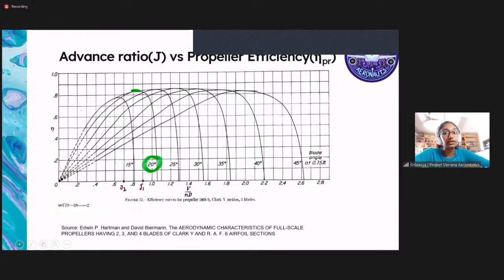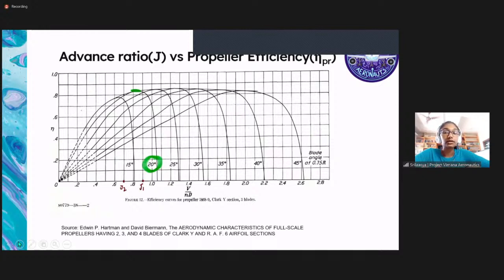And as you can see, each curve represents a certain pitch angle. So we took 20 degrees as our pitch angle because our propeller efficiency also falls there, and it's in between our J values. So that's how we got our pitch angle and propeller efficiency.